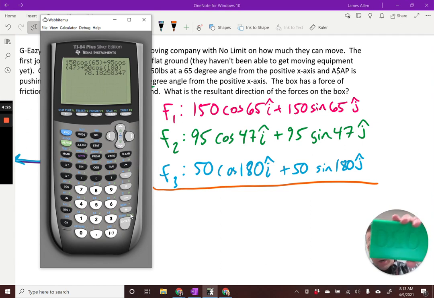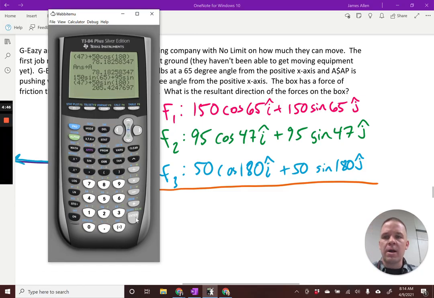Remember, you only round once. So how do we do that here? I'm going to store these. And I'm going to store it as A, because that makes sense when we're talking vectors here, right? Oops, I need to hit store first. Store, alpha, A, enter. Done. Now, let's get B.